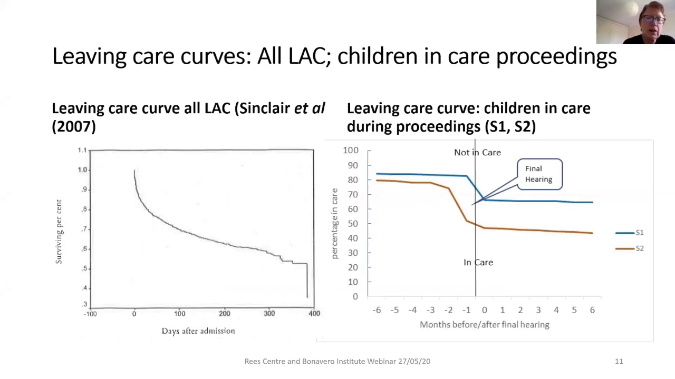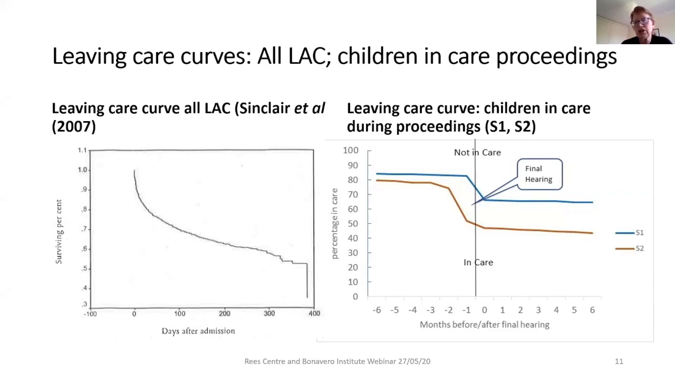Using that data, we're able to look at leaving care curves. On the left, we have the standard traditional leaving care curve for all children who are looked after. This comes from Sinclair and colleagues' study of children in the care system. Sinclair didn't separate out children by legal status. It's really quite difficult, particularly when you don't know when the proceedings take place. It shows how children leave, days after admission. We get very swift leaving in the first few days after children have entered care, and then the rate of leaving declines over time. And the data is right censored, because obviously the study had to finish.